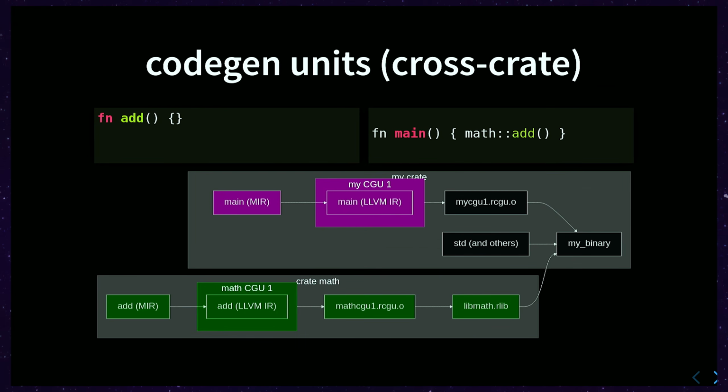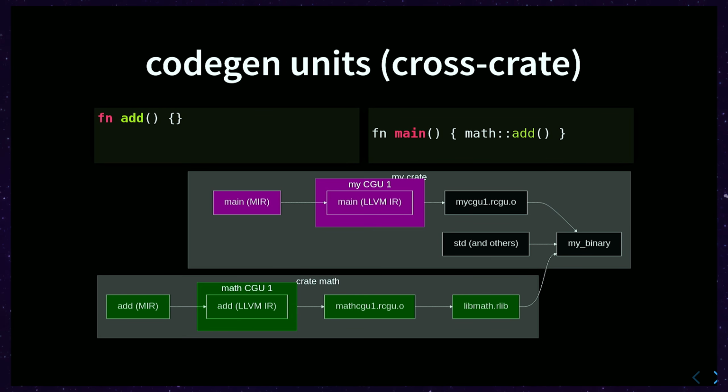When we have multiple crates, we still have multiple Codegen units for each crate. In this case, of course, just one, because there's only one function. But if there are more, as before, they would be in the same crate. So we have our main crate and our math crate, as I called it. And in the math crate, we go to an object file, but then there's an extra step involved, which is creating what we call an rlib.